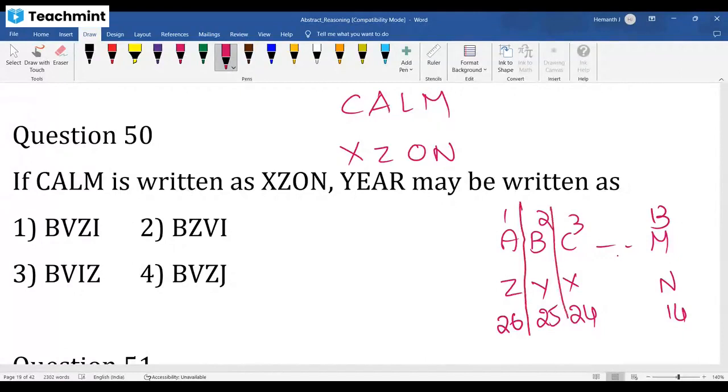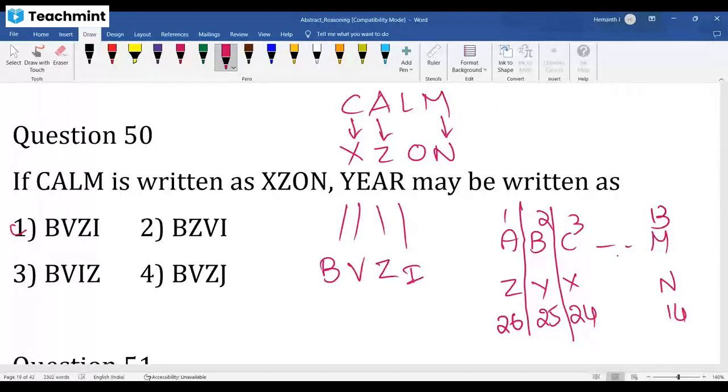C's opposite pair is X. A's opposite pair is Z. M's opposite pair is N. For Y the opposite pair is B. For R the opposite pair is I. And for E it is V. So BVZI. So that's the first one.